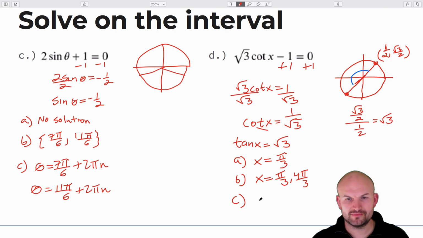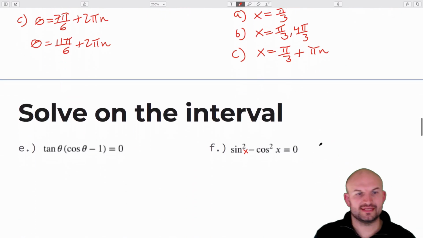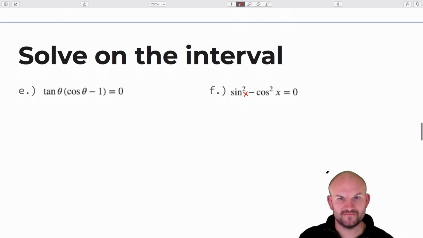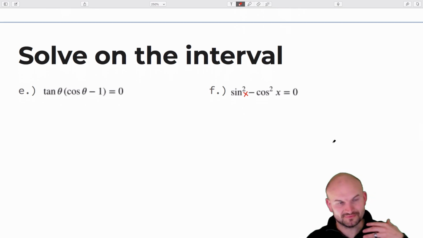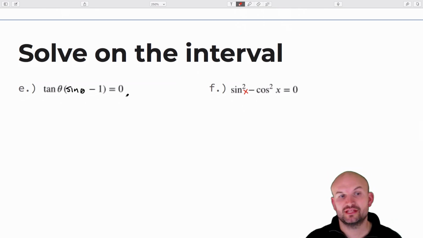So therefore, I'm just going to have x equals pi over 3 plus pi n. Okay? All right, doing good. All right, so now the next one, we're going to kind of mix it up here a little bit. Now you can see that we're dealing with more than one trigonometric expression in the equation.